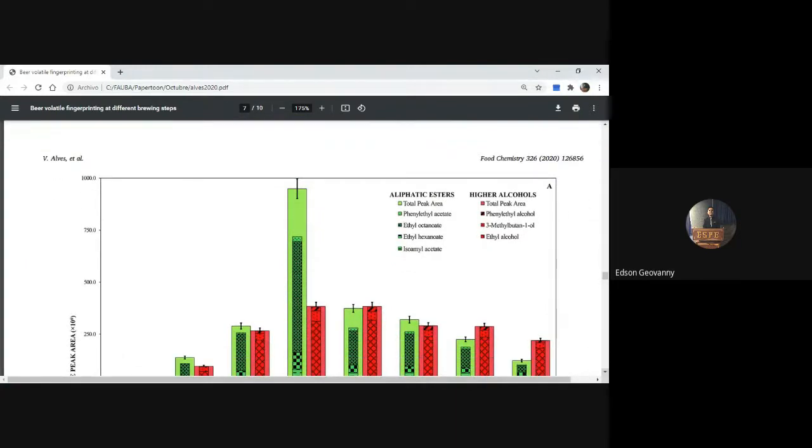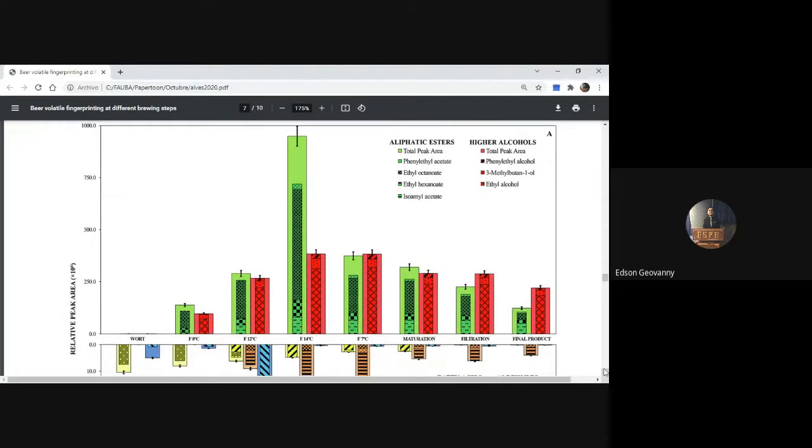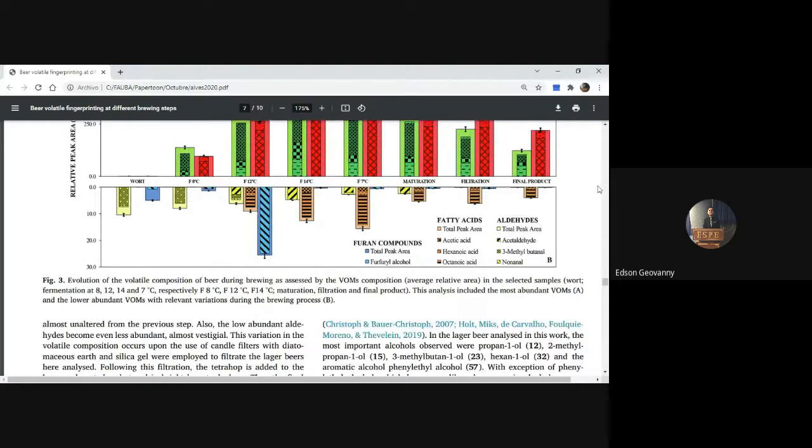This shows a global vision of the variation of the volatile composition during the elaboration. This description only includes the abundant volatile organic metabolites: phenyl ethyl acetate at 14 degrees Celsius, and ethyl alcohol at 14 degrees Celsius and 7 degrees Celsius. And in this part, volatile organic metabolites with significant variation throughout the brewing process are described: furfuryl alcohol at 12 degrees Celsius, and acetic acid at 15 degrees Celsius.